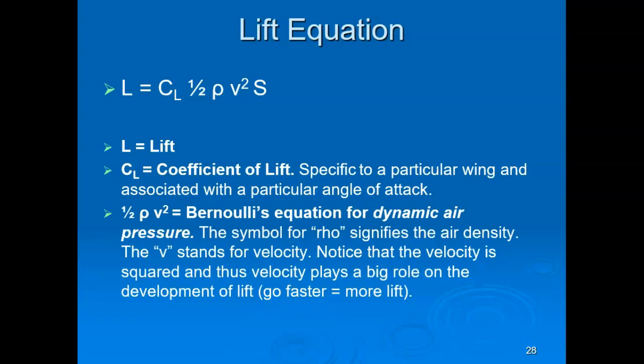1/2 rho times velocity squared is Bernoulli's equation for dynamic air pressure. That's a very important thing to remember for the test. The symbol rho again signifies air density, and V stands for velocity. So notice that velocity is squared in the equation. What that tells you is velocity has a huge effect on lift. Lift increases exponentially as velocity increases. And the surface area of the wing is represented by S. So the larger the surface area of the wing, the more lift the wing creates.